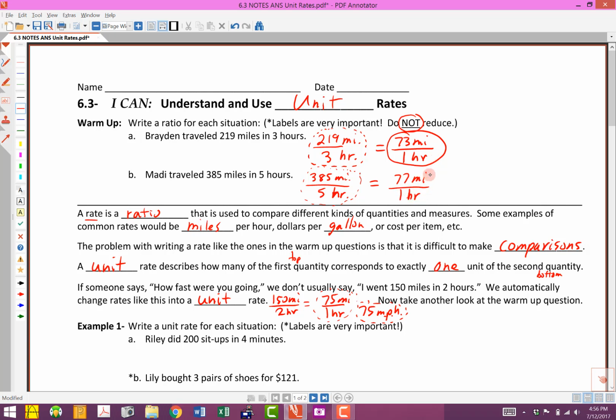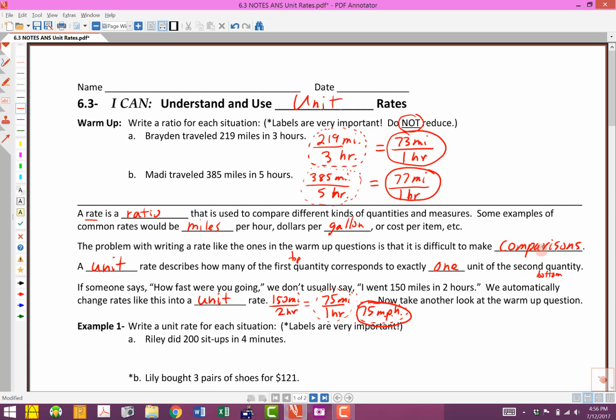Now what this does for us is if we look at these two warm-up questions, and then this one right here, now you can look at these and say, okay, we've got somebody that went 219 miles in 3 hours, somebody that went 385 miles in 5 hours, and somebody that went 150 miles in 2 hours. Even though they traveled for different amounts of time and a different distance for each one of them, by putting each one of these as a unit rate, or in other words, putting it over 1 in each one of these, we end up with something that makes it really easy to compare.